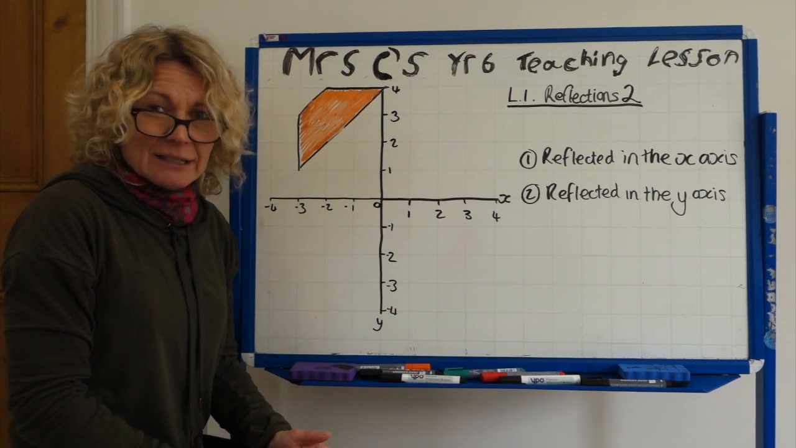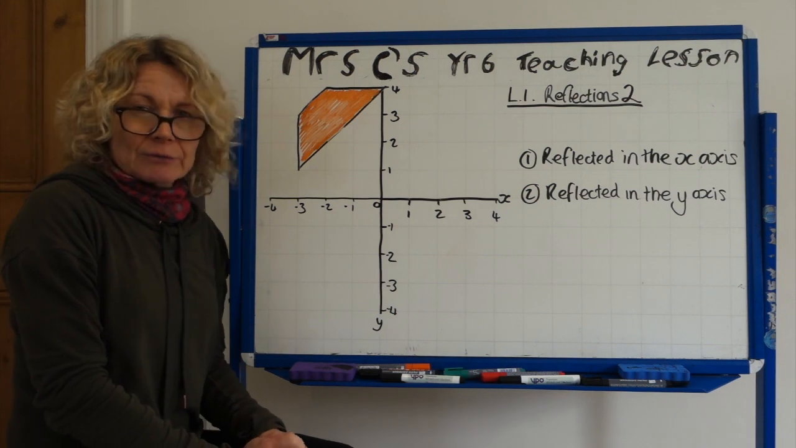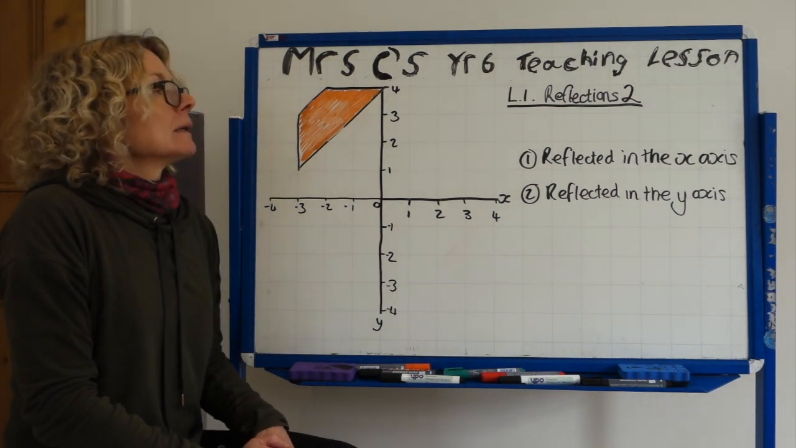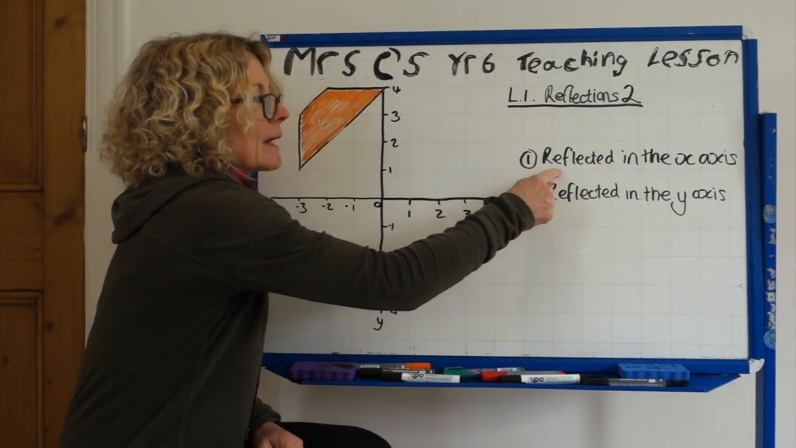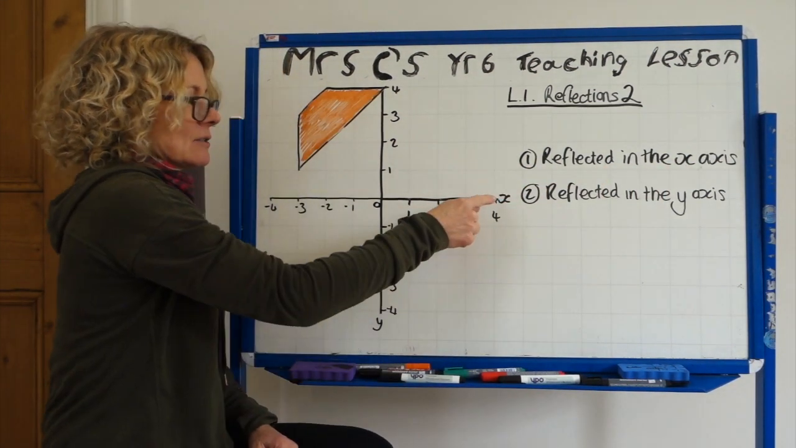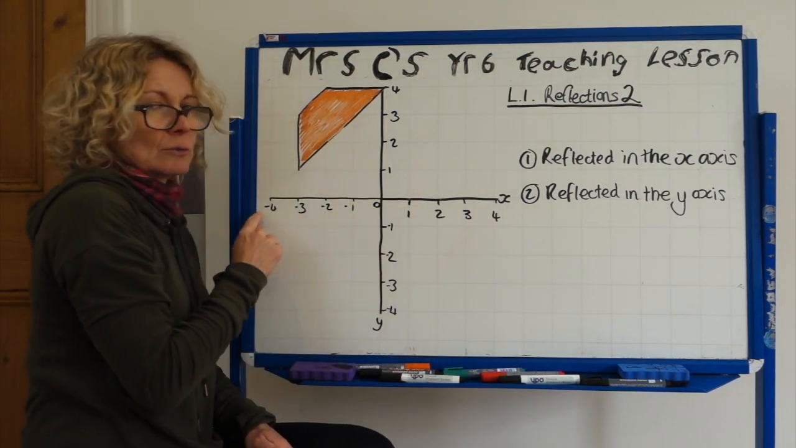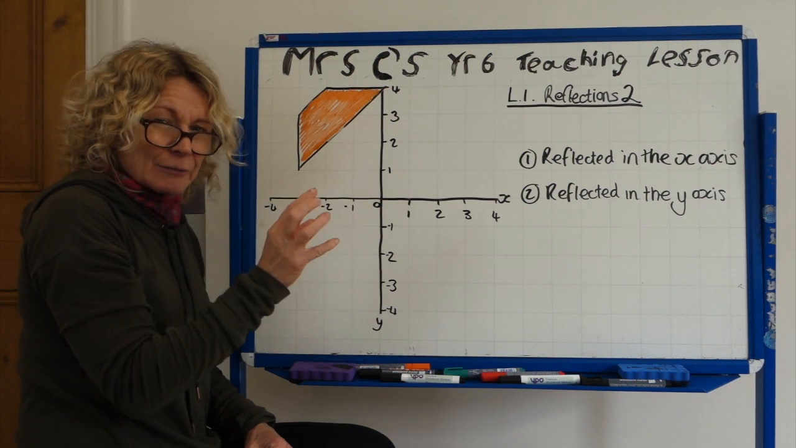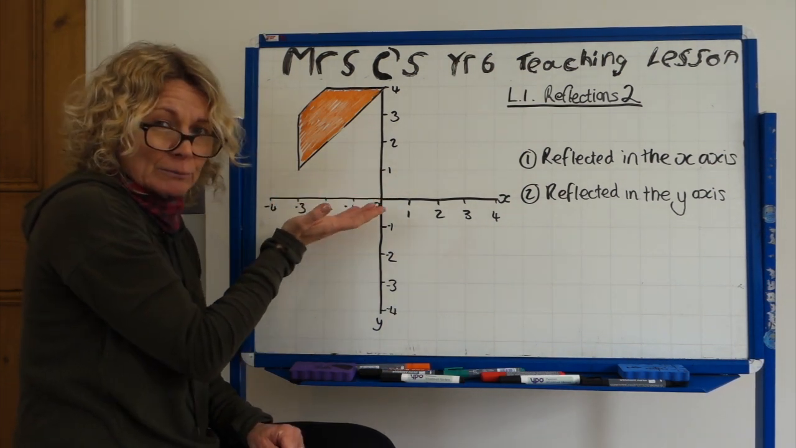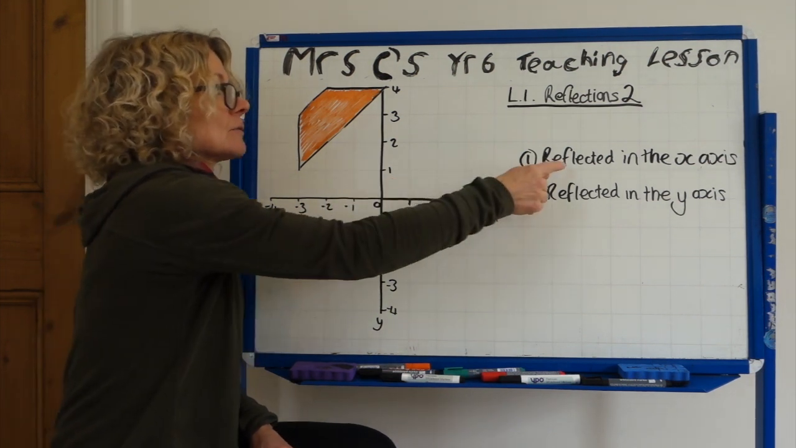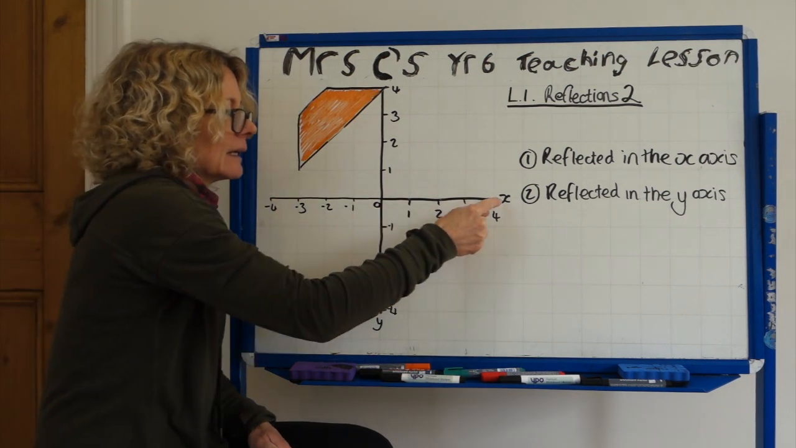Okay, manage that. Brilliant, well done. So what we're going to do is reflect this orange trapezium. Number 1, we're going to reflect it in the x-axis. So, of course, you know by now the x-axis is the horizontal one across. If we're going to reflect something in an axis, the axis becomes the mirror line. So to reflect it in the x-axis, that is your mirror line.